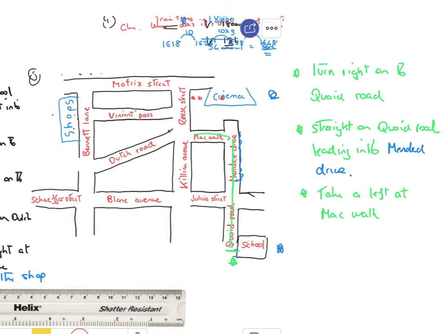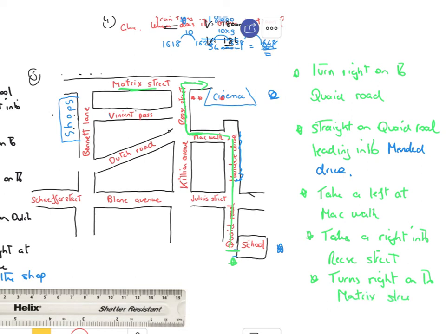He then takes a right. Okay, so there's where it is just now. He takes a right into Reese Street. And then gets to the top of Reese Street and he turns right onto Matrix Street. Okay, and at that point he'll reach his destination, which is the cinema.